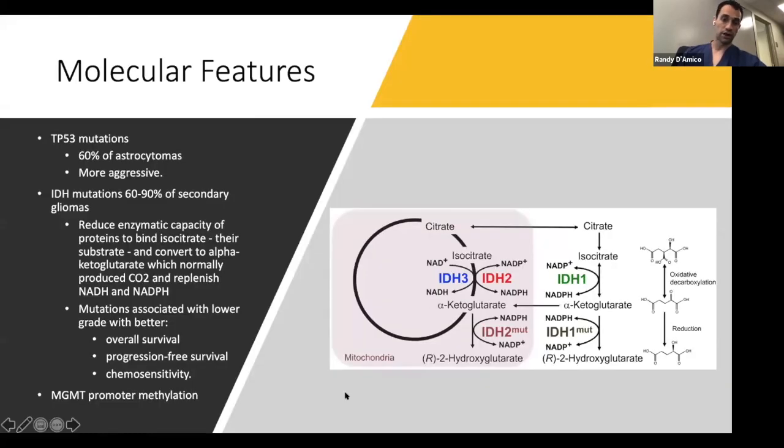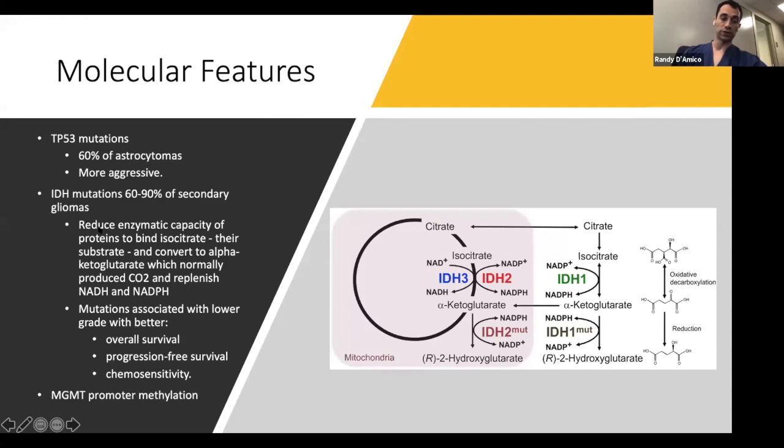Now, the molecular features I talked about a little bit. So P53 mutations, very common in astrocytomas, about 60%. Typically, when you see these mutations, it means a more aggressive tumor. All right. And P53 is involved in many different cancer cells.